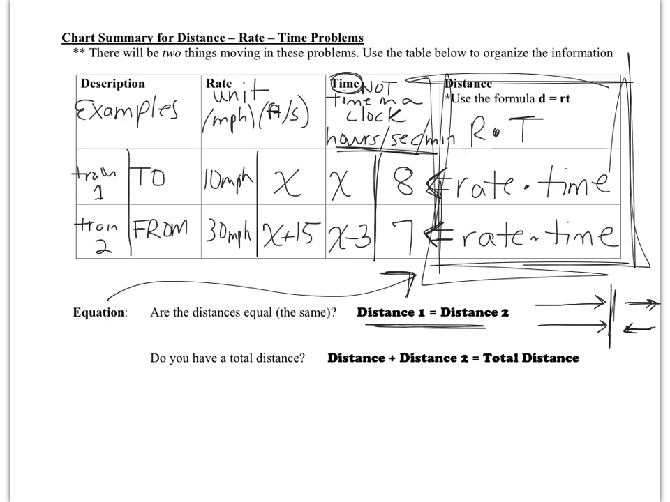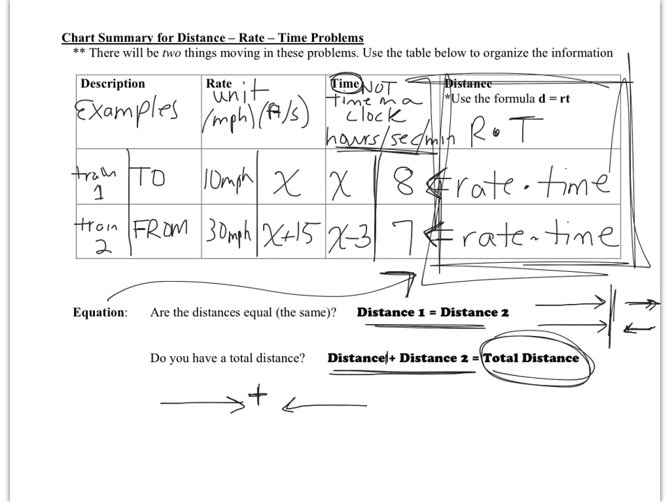Then the other type of equation is where you take your two distances, distance 1 and distance 2, and you have a total distance. The total distance ones will be like ones where you're in opposite places and you're traveling towards each other. You're going to be given another distance in the problem that's a total. That would be where you add the distances together.